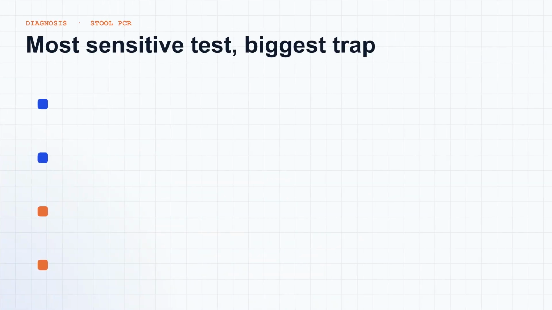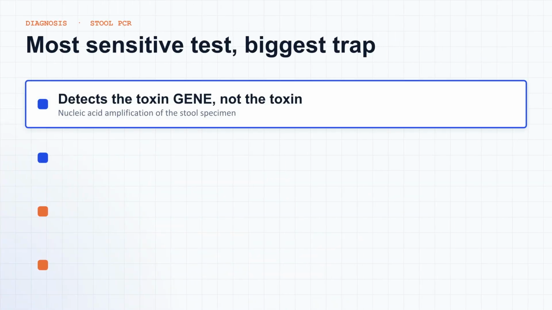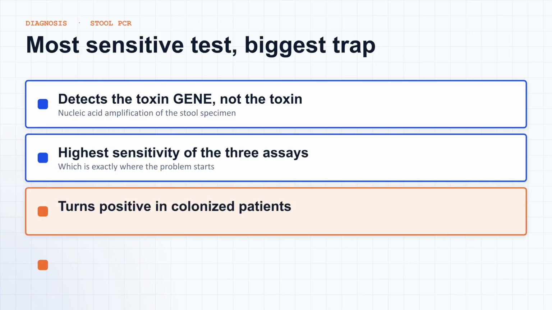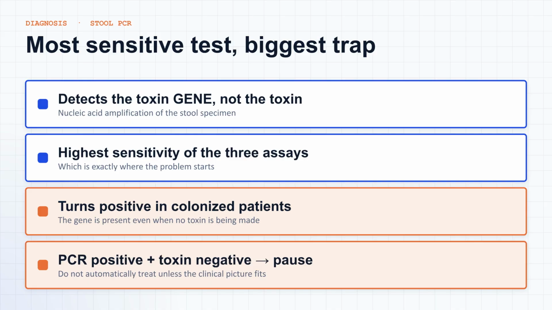The third test is stool polymerase chain reaction, which detects the toxin gene rather than the toxin itself. Its sensitivity is the highest of the three, and that is exactly the problem. Polymerase chain reaction turns positive in a colonized patient who has no active infection, because the gene is present even when no toxin is being produced. So here is the rule. A positive polymerase chain reaction with a negative toxin immunoassay should not automatically be treated, unless the clinical picture genuinely fits. If it does not, you are probably treating a carrier.